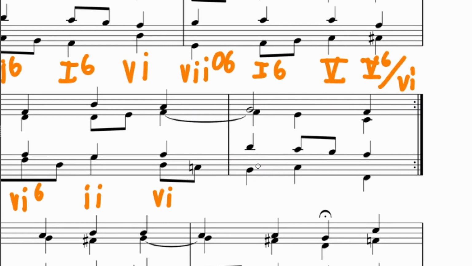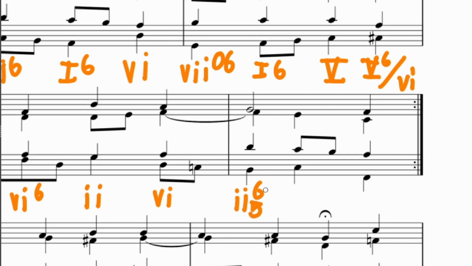We have G, B flat, D, and F. So we could just call that a 2-7. But we have this really big Fa, Sol, Do in the bass here. Okay, so just for consistency, we're going to call this a 2, and then it's a 2-7 in first inversion. So we're going to call this a 2-6-5.